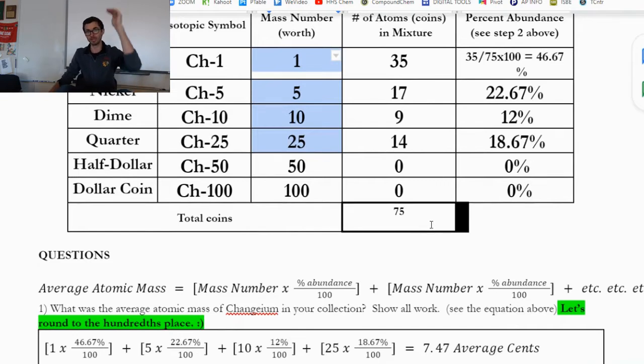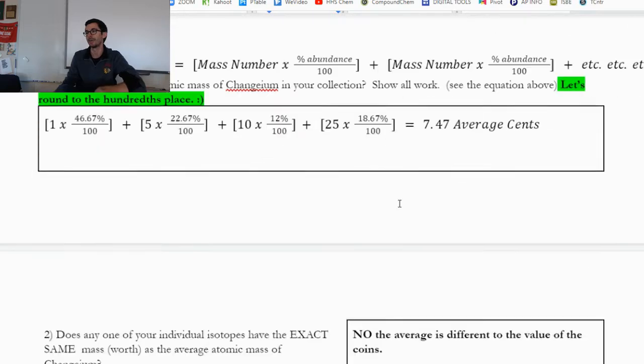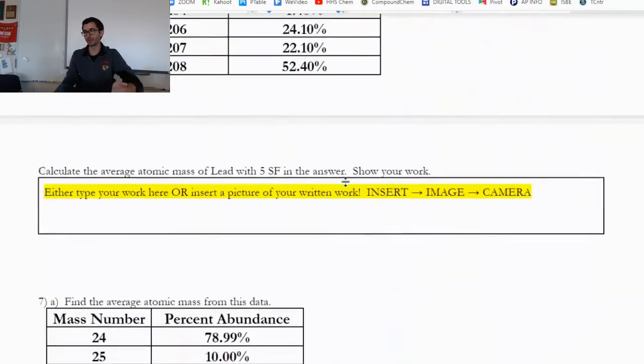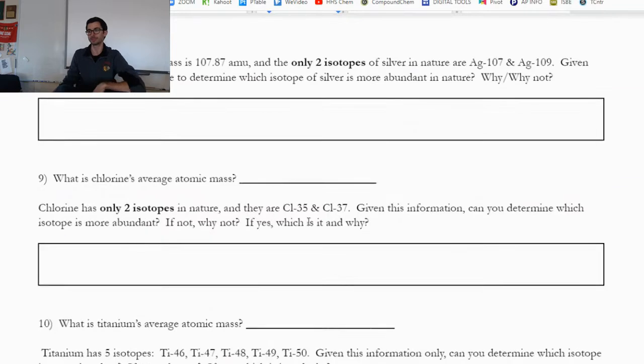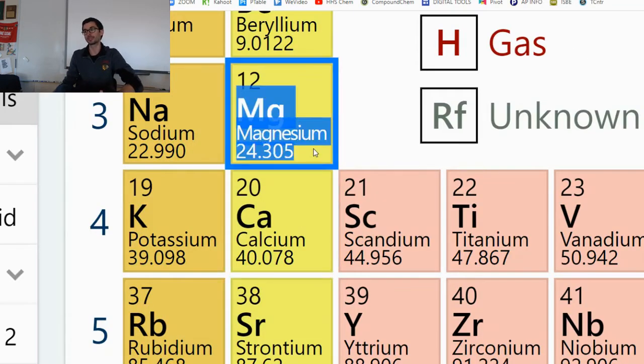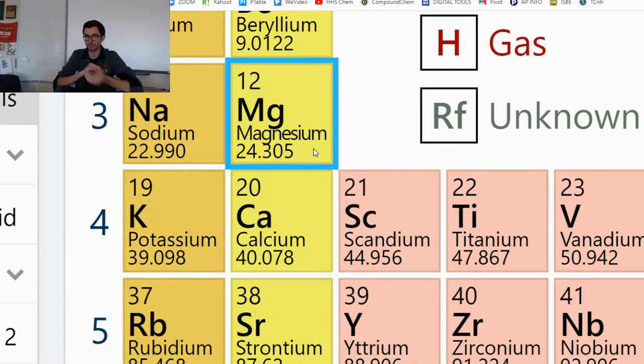Now imagine counting billions of coins. It would take you lifetimes to do that. All right, so we're not going to do that. So for isotopes, it's the same idea. All right, because every single element, I'm going to show my P table, every single element, like magnesium, for instance, has an average atomic mass, all right? And every single element has a number of stable isotopes, okay?